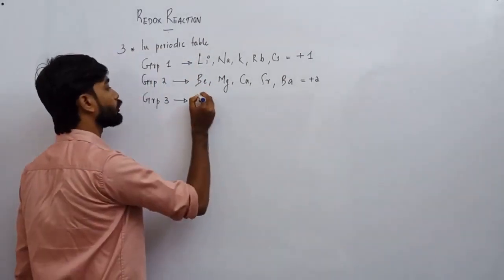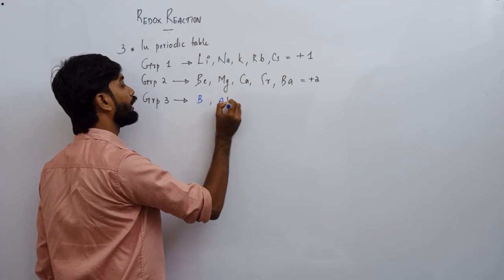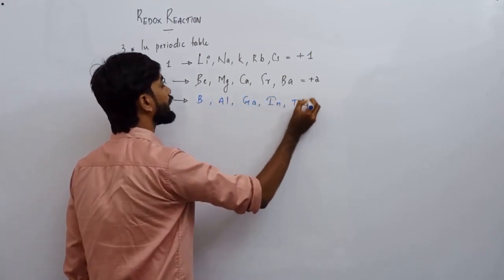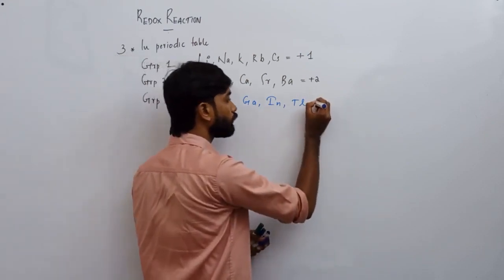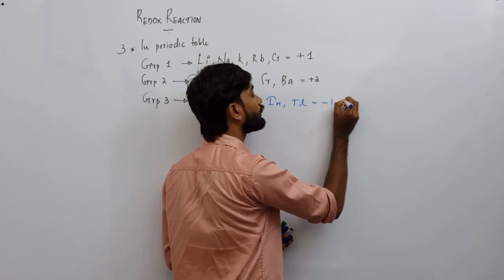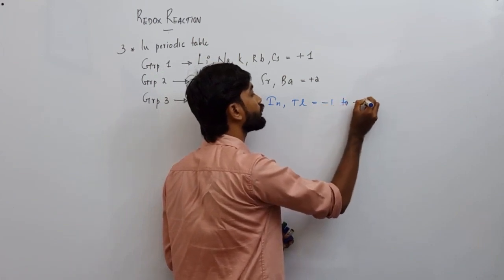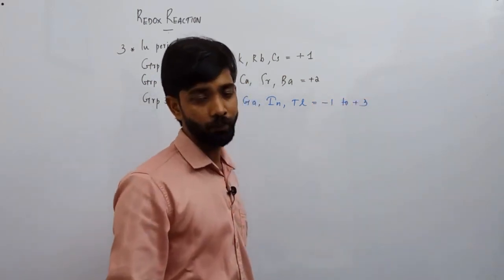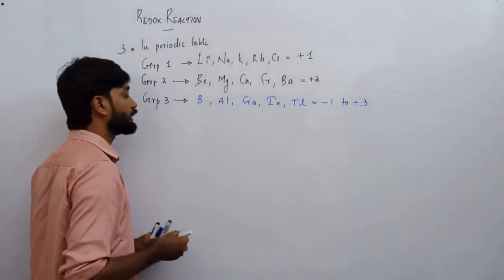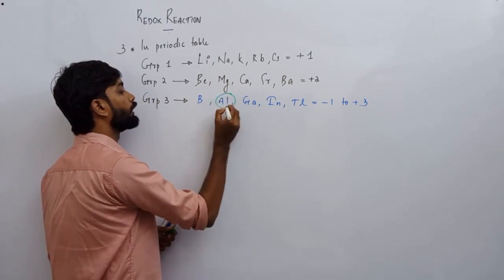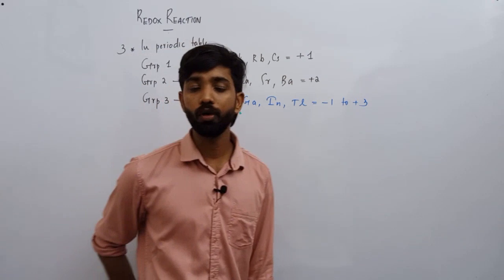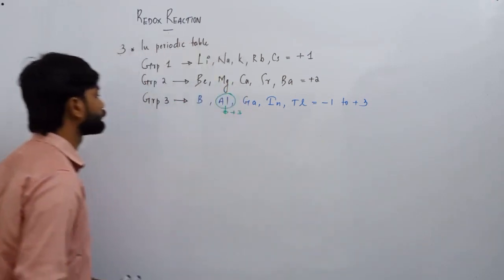And you know the members of group 13: boron, aluminium, gallium, indium, thallium. There is no fixed oxidation state. They can vary their oxidation state from -1 to +3. But in the case of aluminium, it only shows +3. That is a fixed one. Aluminium can only show the +3 oxidation state.